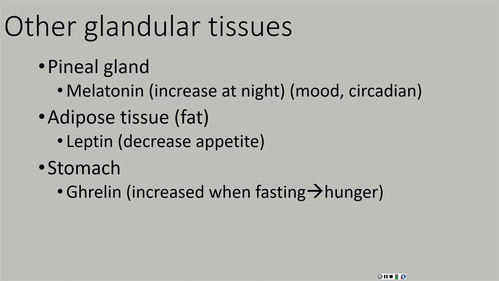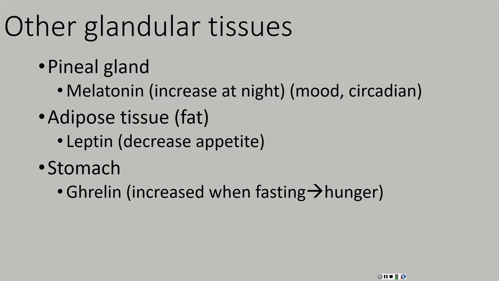Next, adipose tissue, which is just fat. Adipose tissue produces something called leptin. Leptin decreases appetite, which makes sense, because if you have more fat, then you will have more leptin, and you'll have lower appetite because your body already has a large energy reserve.